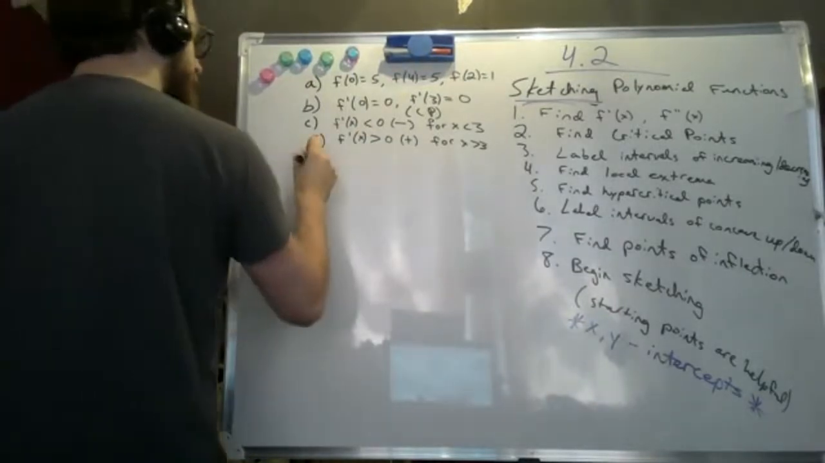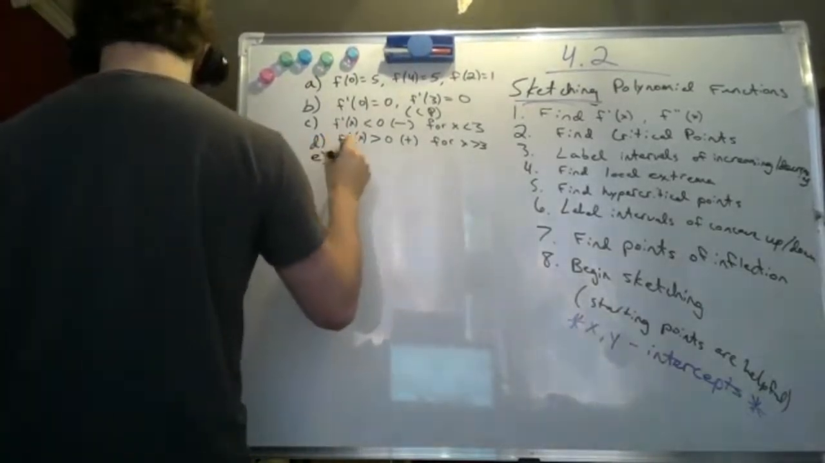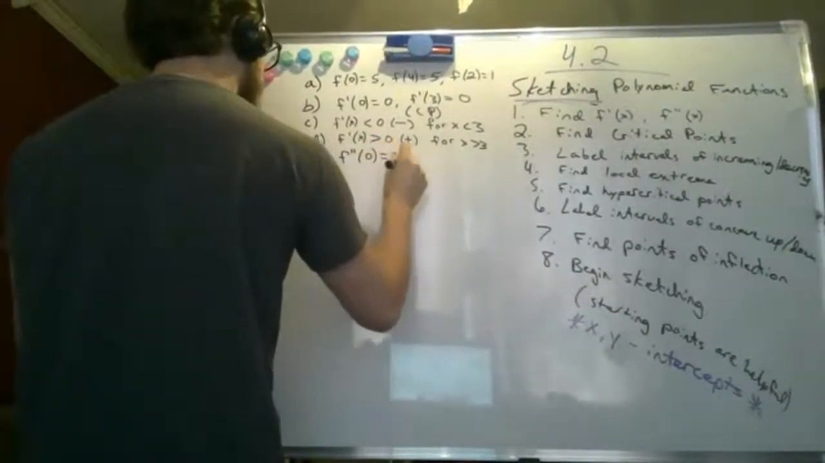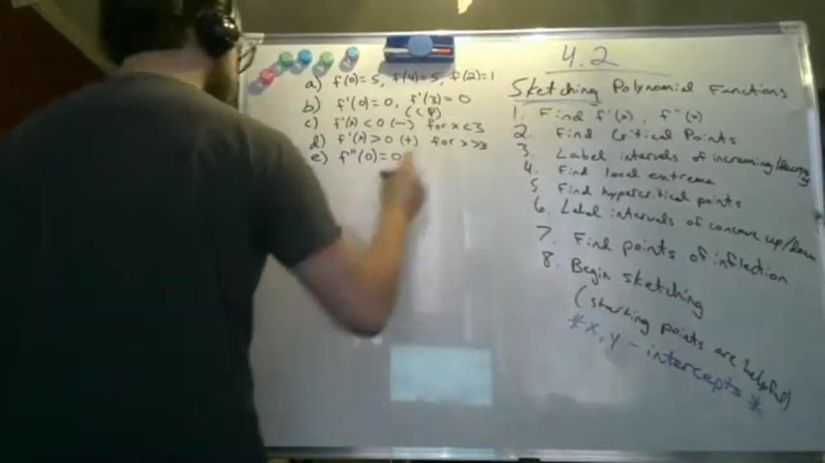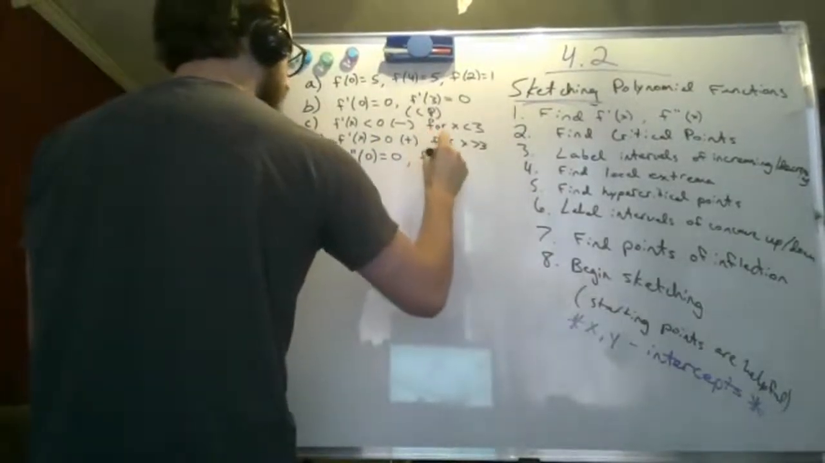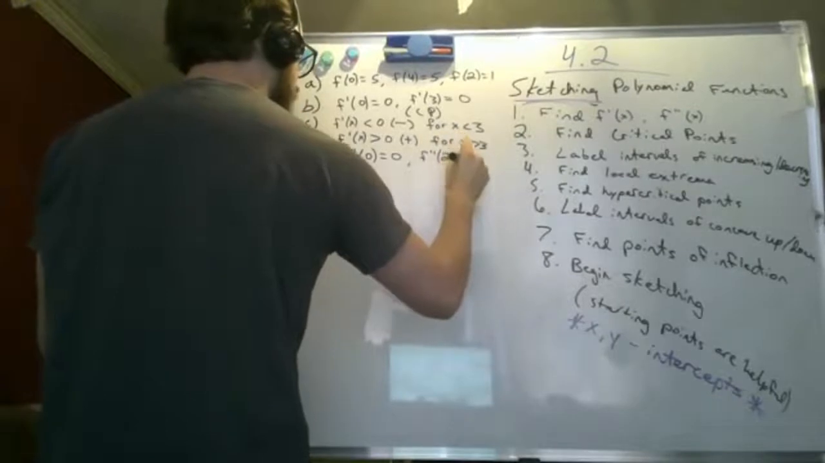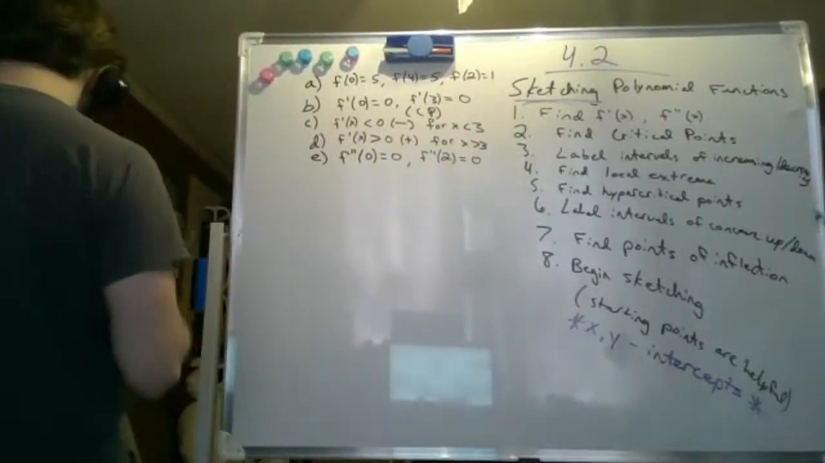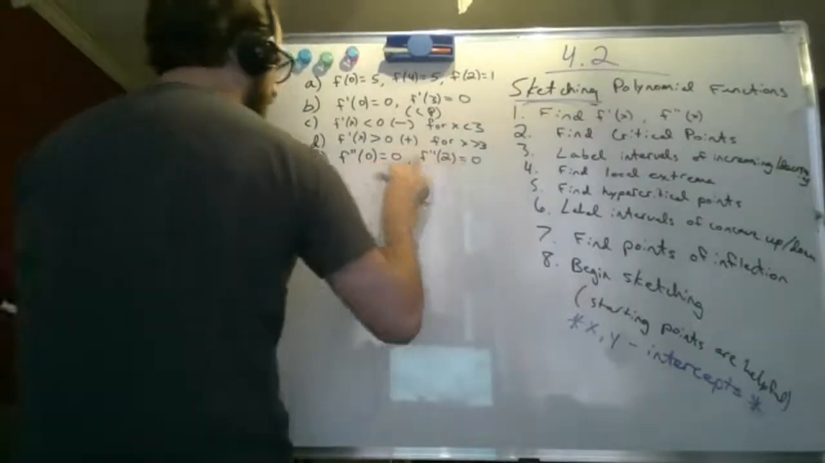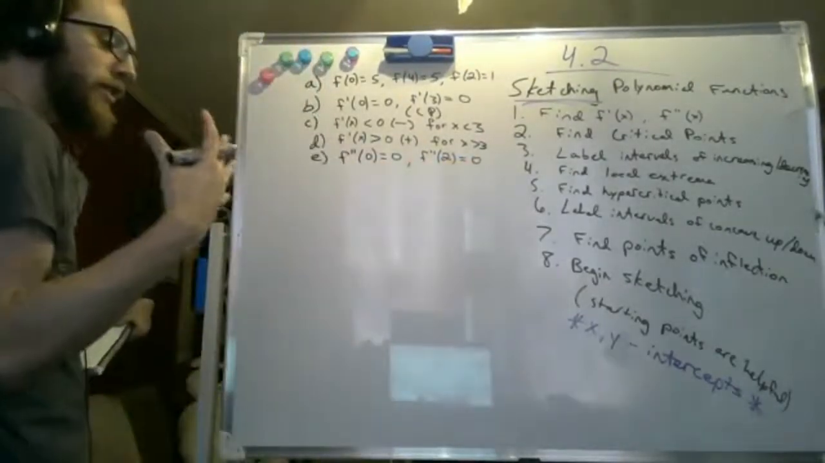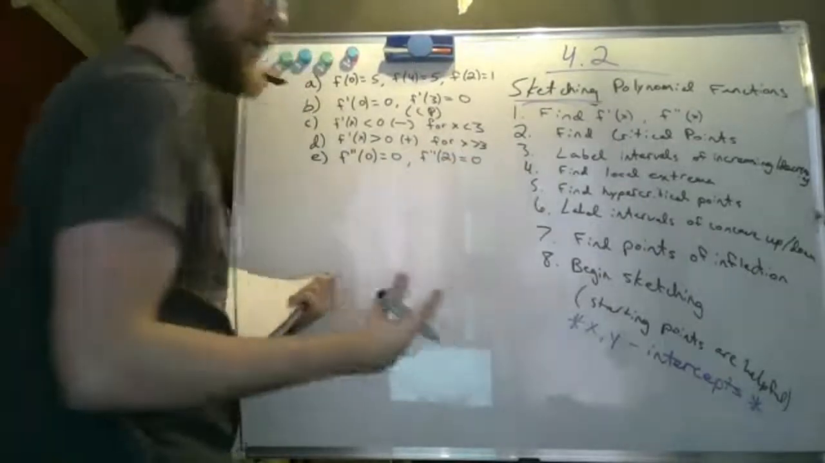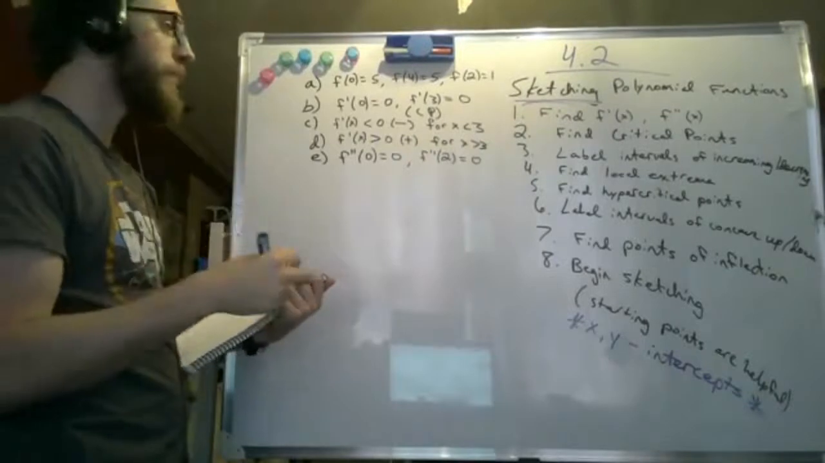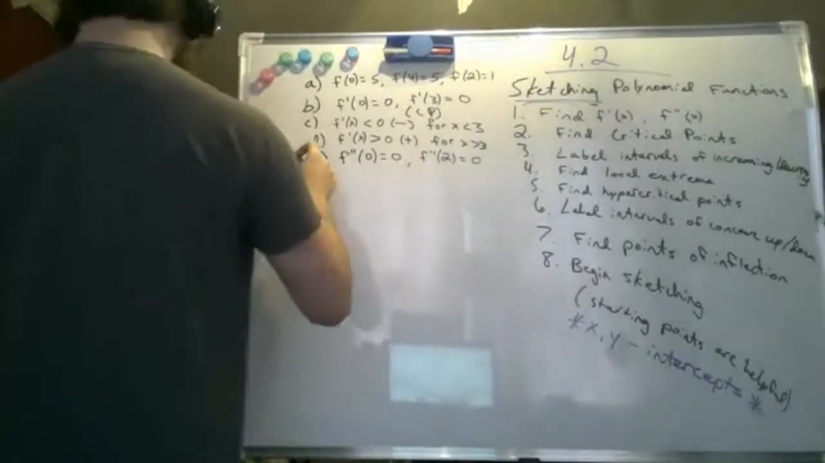And then they give us e. They say the second derivative is equal to 0 at 0. So now they've given us a hypercritical point. They also tell us the second derivative is equal to 0 at 2. So again, there's another hypercritical point. It's also important to note that when the second derivative is 0, it's neither concave up nor concave down. So that's when, at that point, we have kind of a flat line thing going on. So keep that in mind when we try to draw this.